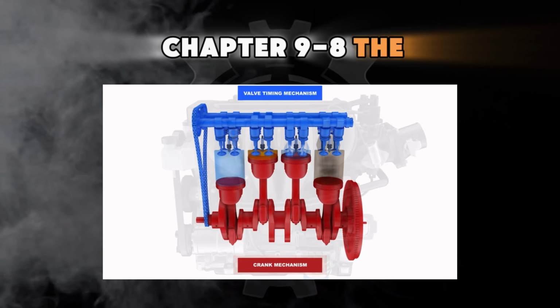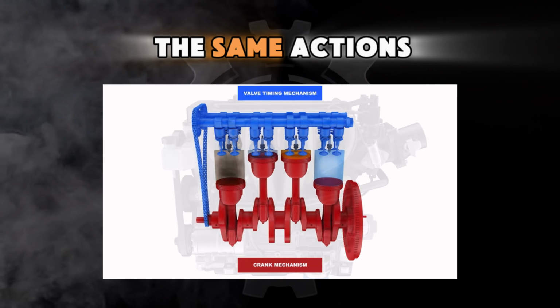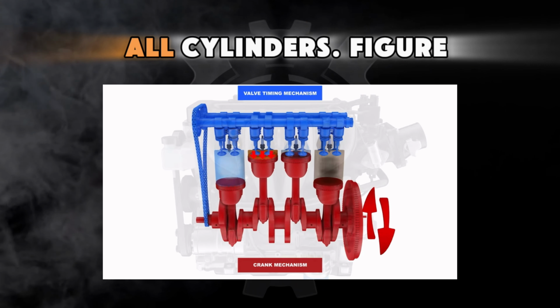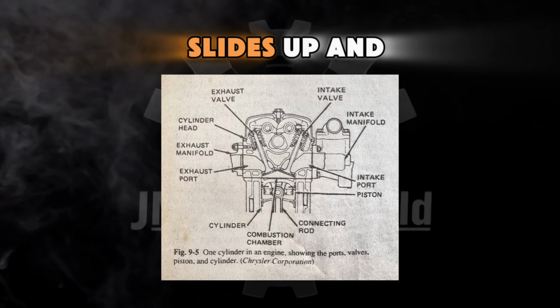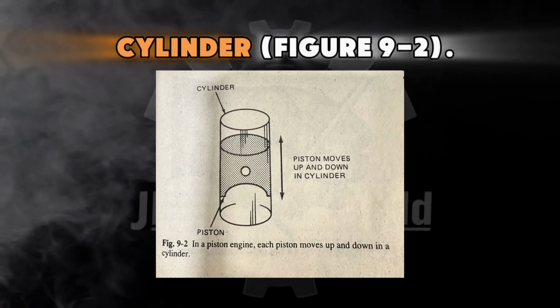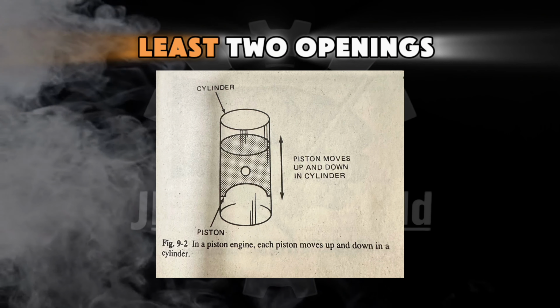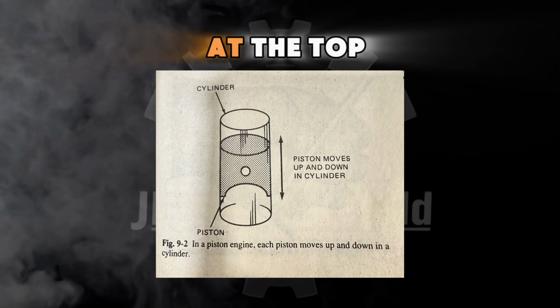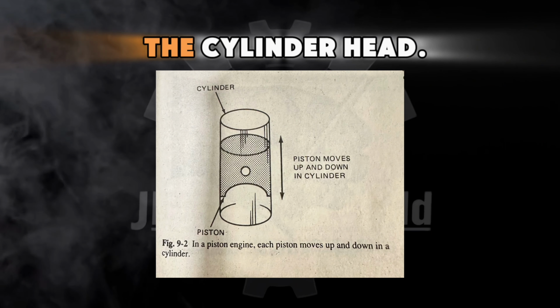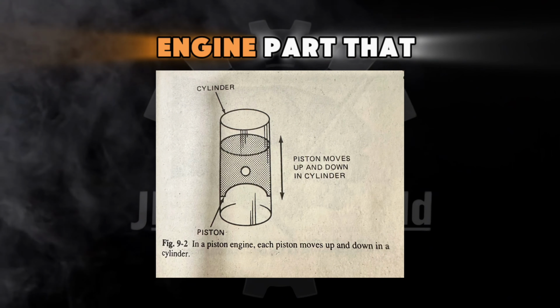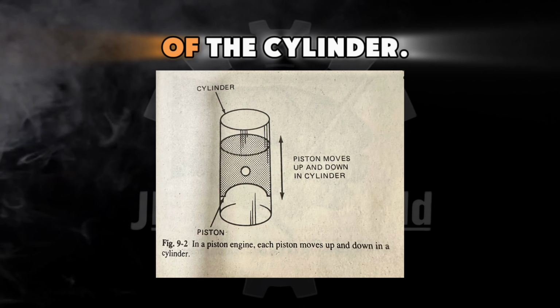Chapter 9-8. The engine cylinder. The same actions take place in all cylinders. Figure 9-5 shows one cylinder of an engine. The piston slides up and down in the cylinder. Figure 9:2. There are at least two openings or valve ports at the top of the cylinder. Valve ports are internal passages in the cylinder head. This is the engine part that encloses the top of the cylinder.